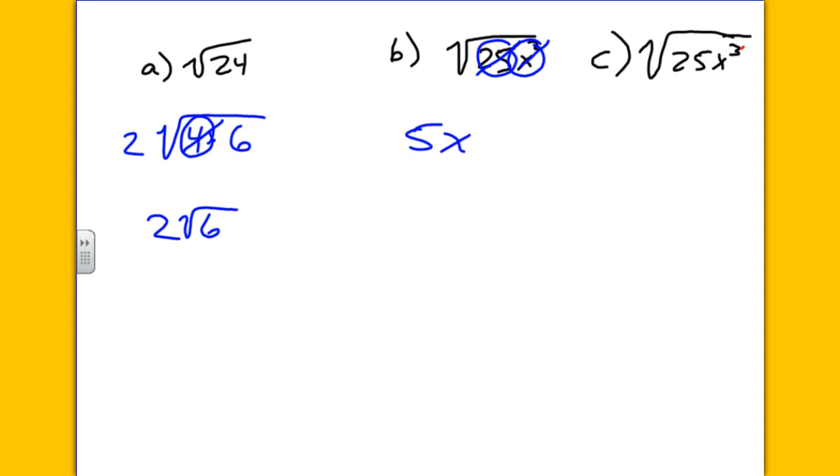Jimena? Is it 5x times the square root of x? Very good. 5x times the square root of x. So when we have 3 factors of x, we could expand that to x squared times x, right? And we were able to take out 1x. The square root of x squared is just a single x. And 1x is left behind. So again, when you have an odd number of identical factors, 1 will be left behind when you take the square root. Okay?